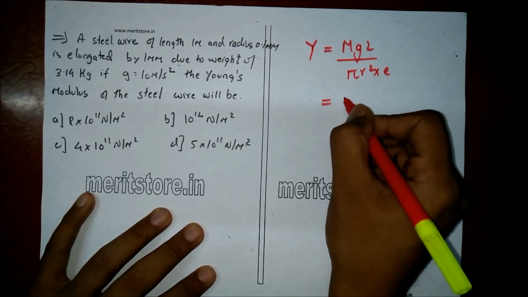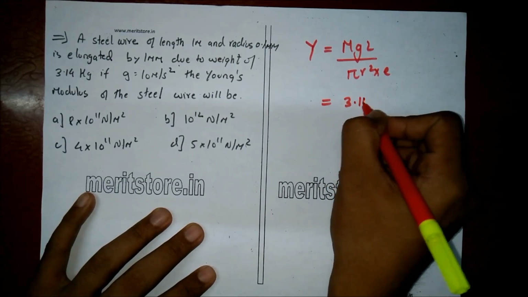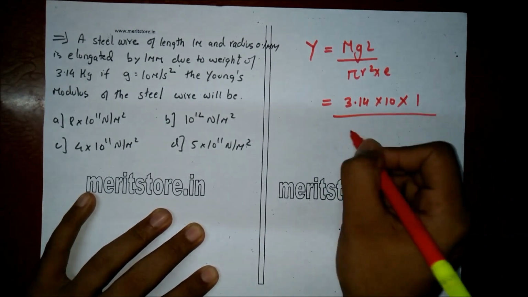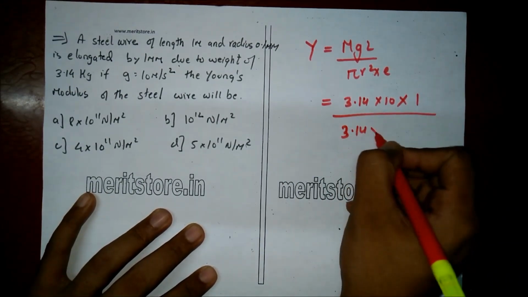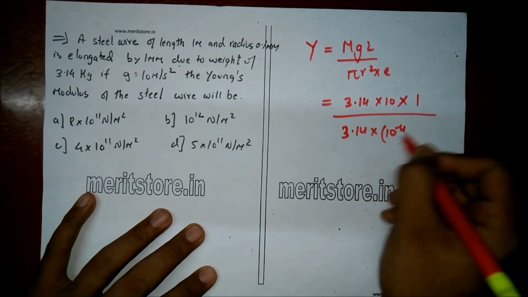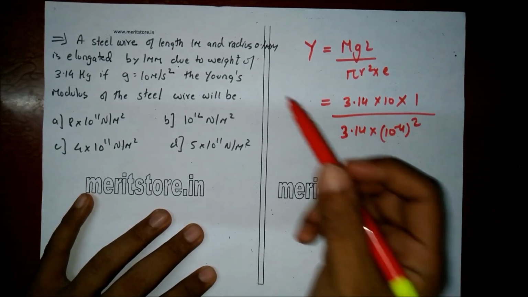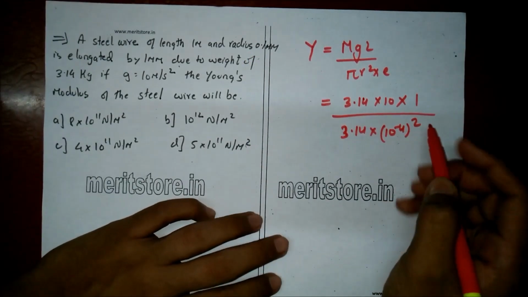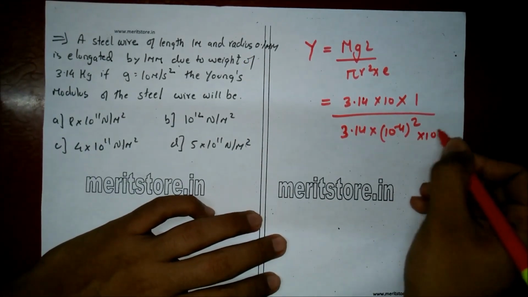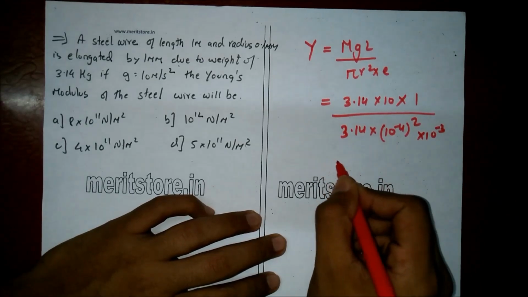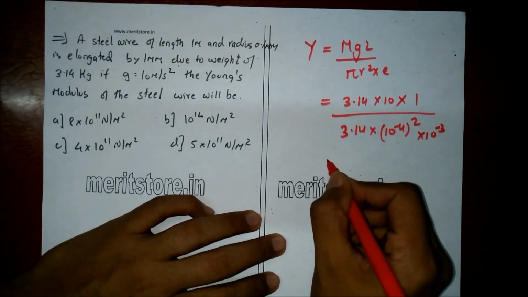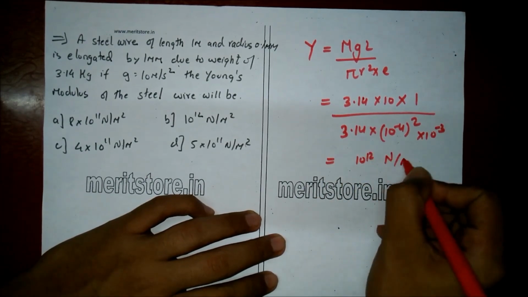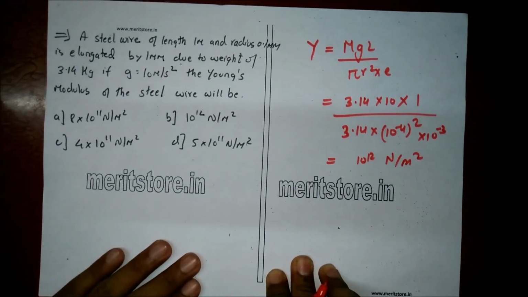Here m is 3.14 kg, g is 10 and l is 1 meter. Pi is 3.14 into 10 raised to minus 4 the whole square, since the radius is given as 0.1 millimeters and converted to meters, we'll get 10 raised to minus 4 the whole square into 10 raised to minus 3. On calculation, we'll get the answer as 10 raised to 12 Newton per meter square. Therefore, here the correct answer will be option B.